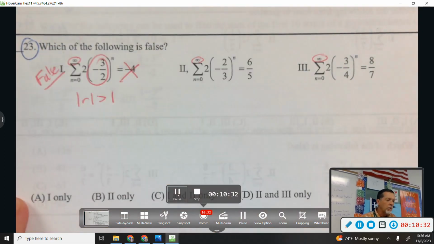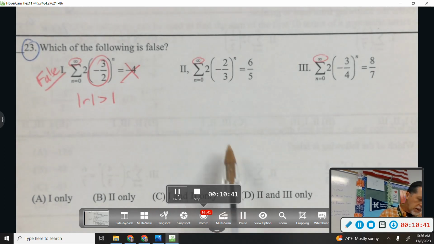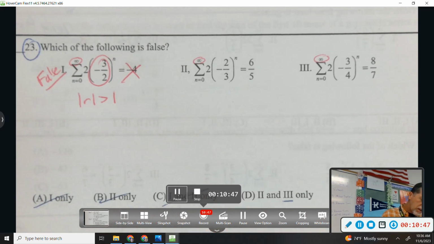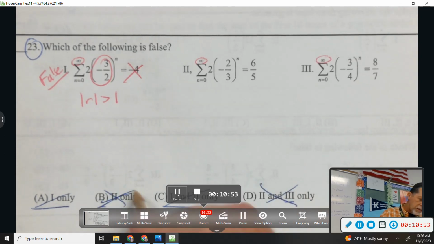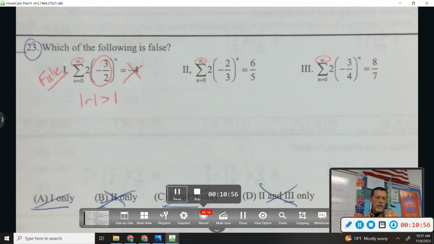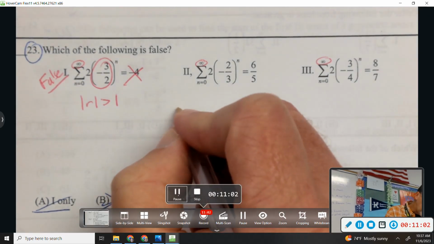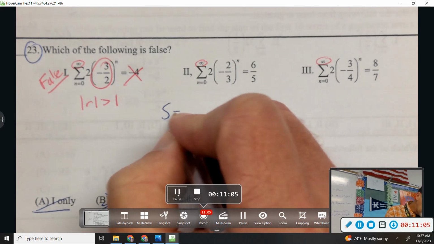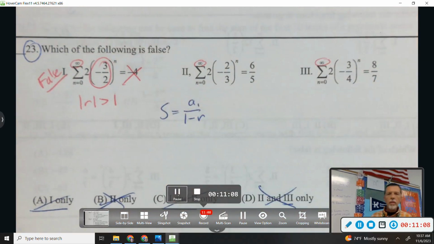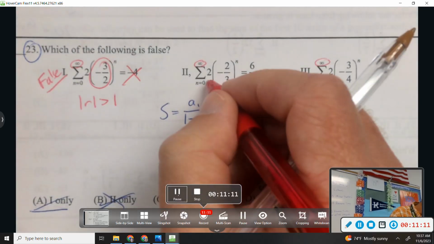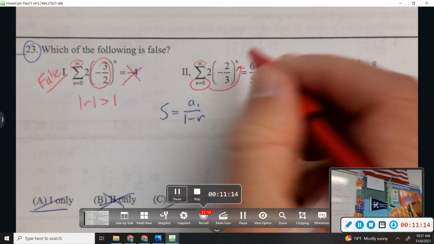So that's at least one I don't have to try to figure out. The other two, let's see, so 3 is false. So I've got to have 3 as part of my answer. Wait, 1 is false. What am I doing here? Let's find 2 and 3. Yeah, I don't know that there's an easy way to do this. Infinite sum, first term over 1 minus r. Be careful. As this one starts at 0, so that just means I'll plug in 0 to get my first term.